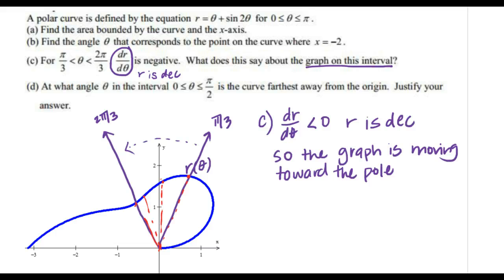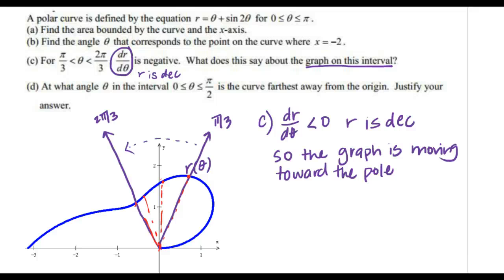What does that mean about the graph? It means the graph's getting closer to the pole. So that's the answer to part C. That's a conceptual understanding type of problem, but it's something that we've seen way back since chapter 4, but now we're just applying it to different variables.